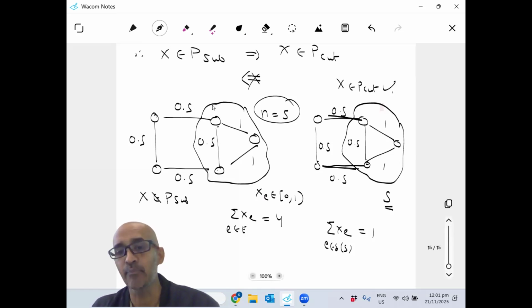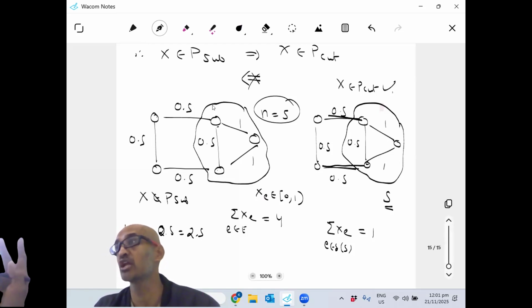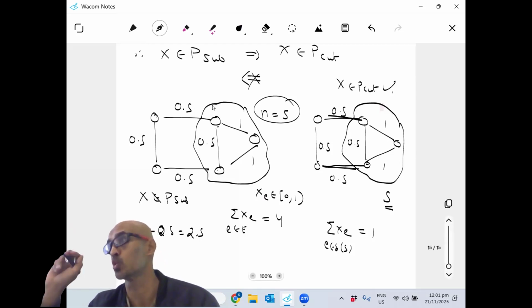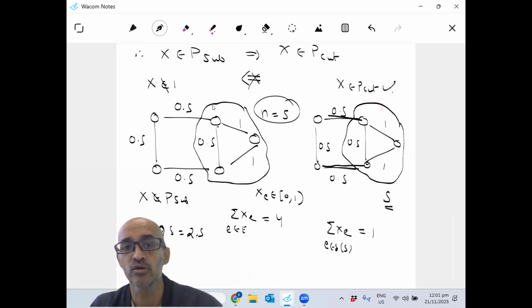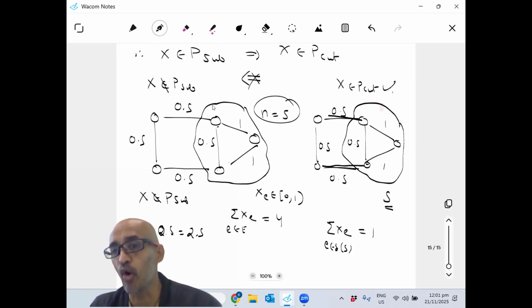Why? Add up these three edges' arc values: 1 plus 1 plus 0.5, which gives me 2.5. What does the subtour formulation say? The sum of these three has to be less than or equal to 3 minus 1, which is 2. But this number is more than 2. So this point x is not in P sub. So you have points which are in this set, but not in this set.